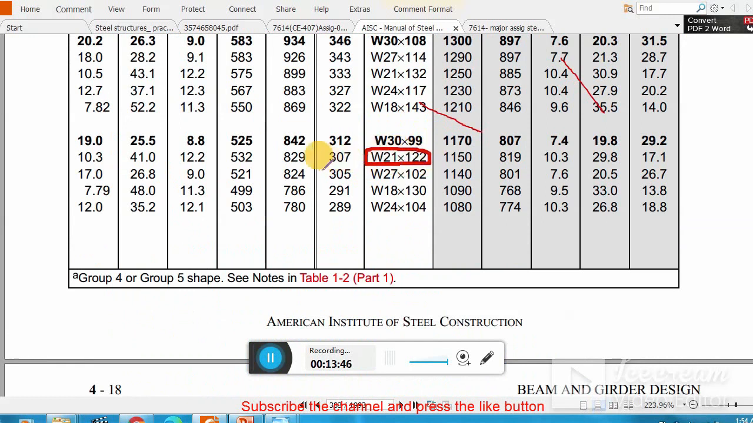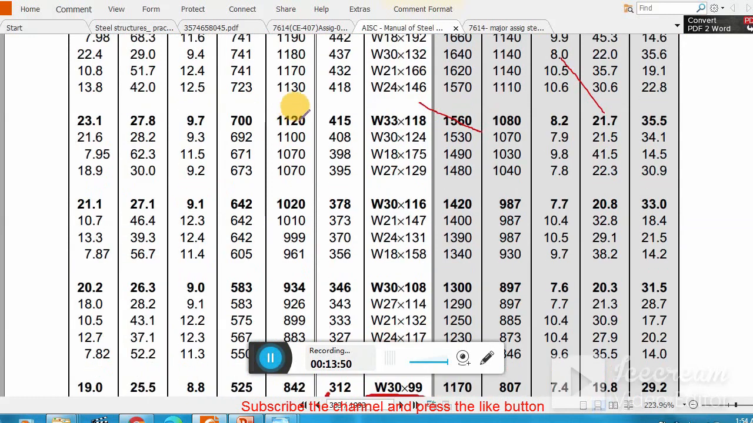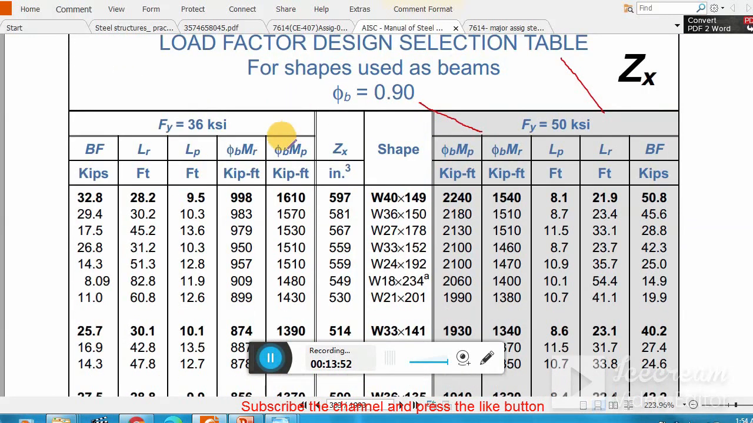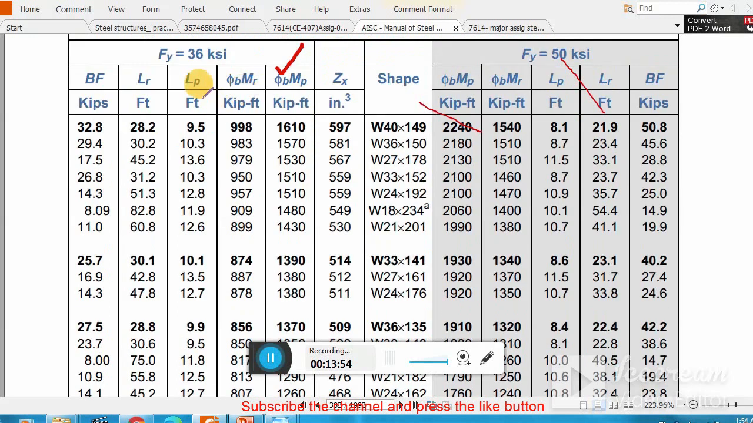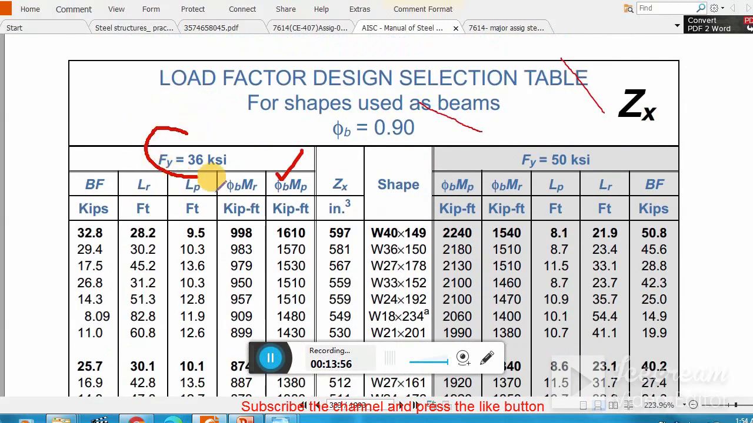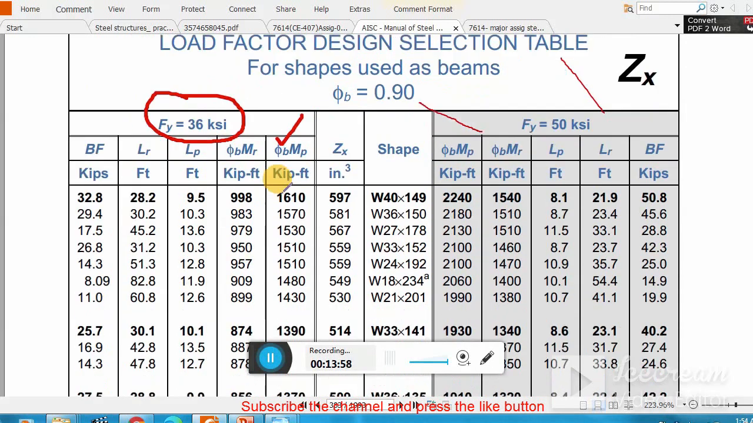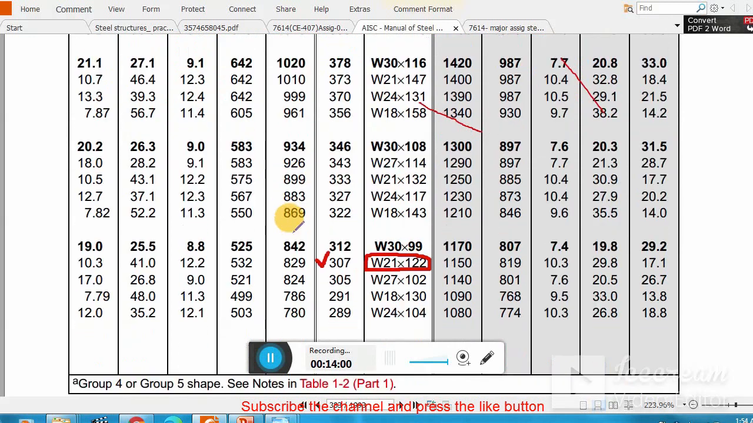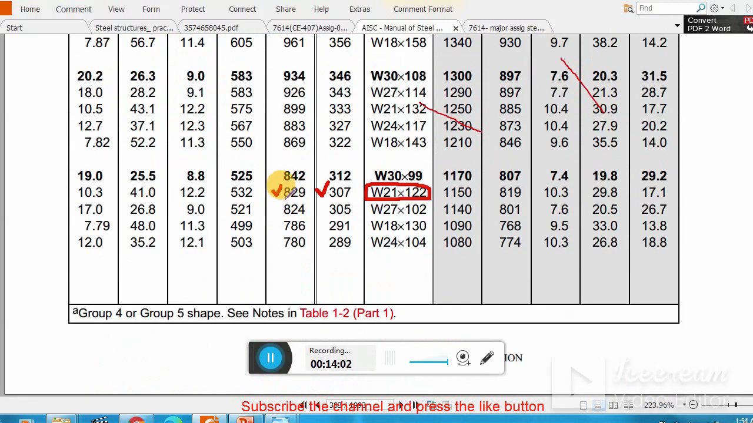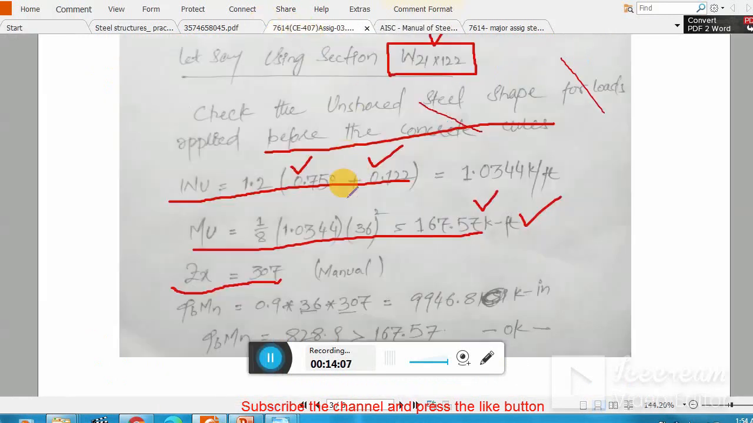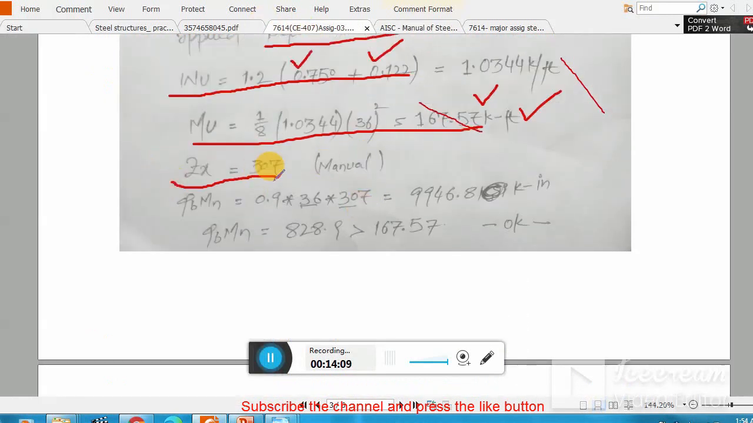Okay, you see here its ZX is 307, and the strength from this table is the strength of that section, because we make sure you are in the right table. Okay, F36. So here we have 829 as the design strength of that section. Clear? So if you have ZX from that table, you can directly choose this one.